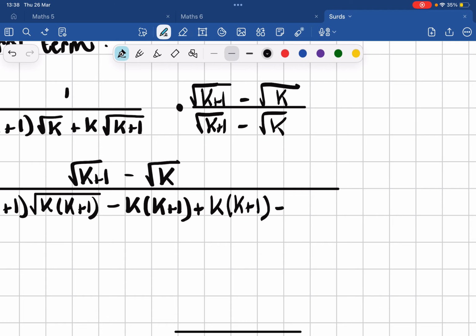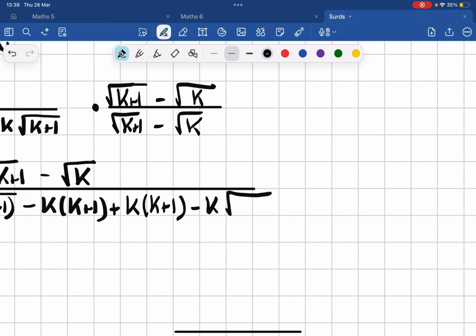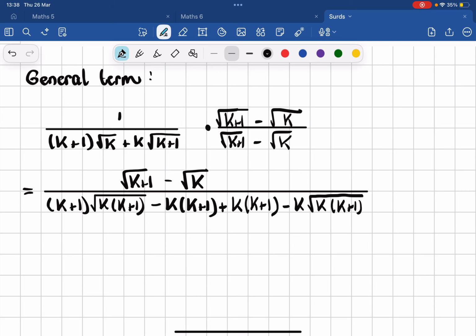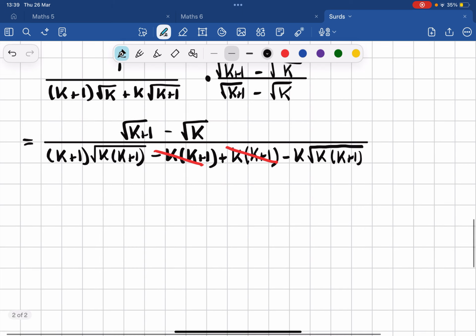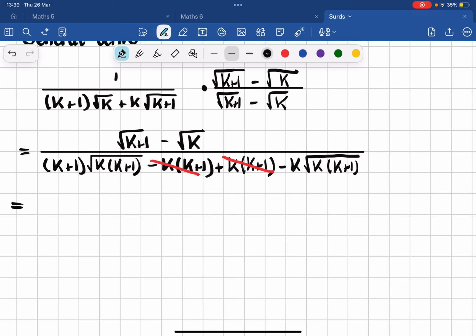Of course, this is long. It's just minus k times k plus 1. Immediately, what do we notice? Well, these two terms can cancel since they're just the same. And these other two terms on the denominator, well, what have they got in common? They've got root k. Okay, so they've got these two terms in common.